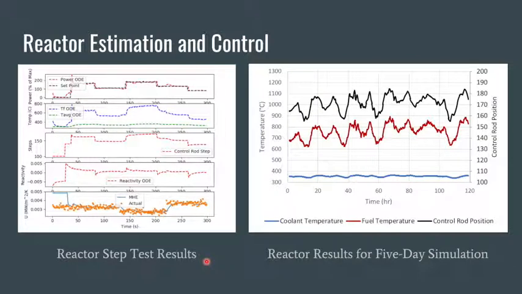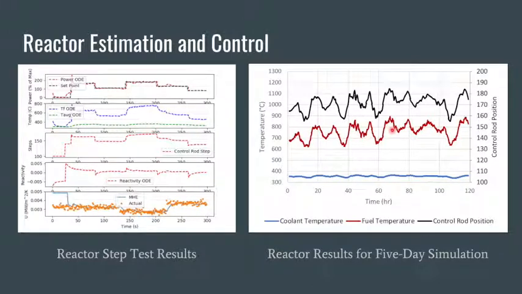So here we have our reactor step test results with our model predictive controller, and as you can see, apart from this initial overshoot, the controller works very well and stays very consistent with the set points. Also of interest down here is our moving horizon estimator, where it continuously updates the value of U, which is our overall heat transfer coefficient. We selected this parameter to estimate because of its potential to change because of fouling and also changes in thermophysical properties because of temperature changes.